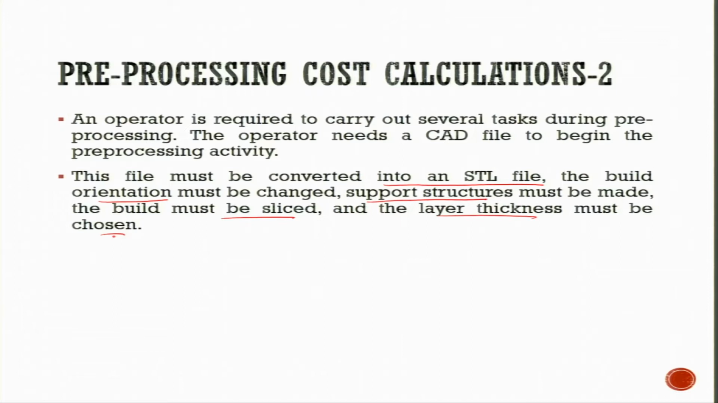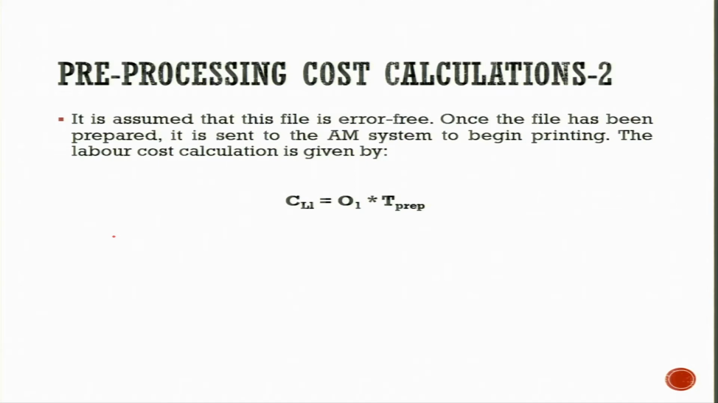The processing activities again include all those that we have mentioned before. Next is, what is the cost of the labor? It is assumed that the STL file that we have taken is error free. Once the file has been prepared, it is sent to the additive manufacturing system to begin printing. The labor cost calculation could be given by this. The cost of the labor, which is in rupees, is equal to O1, that is the operator cost rate. This is the operator rate. 1, as I mentioned, is for pre-processing.